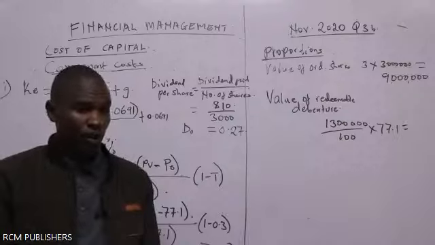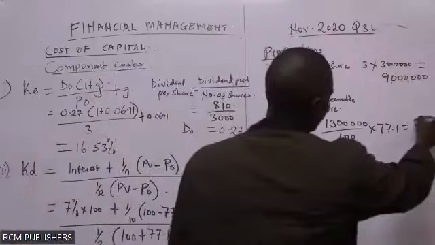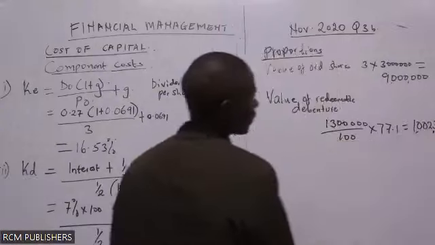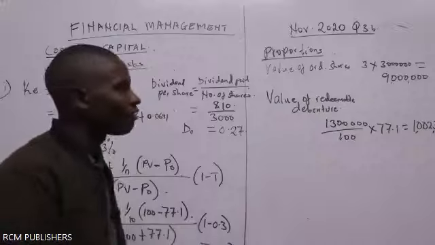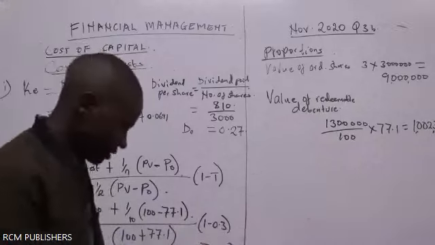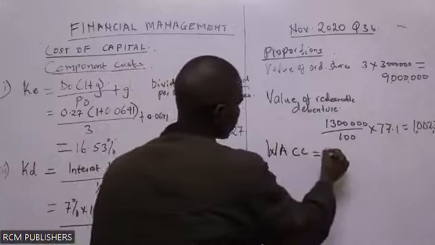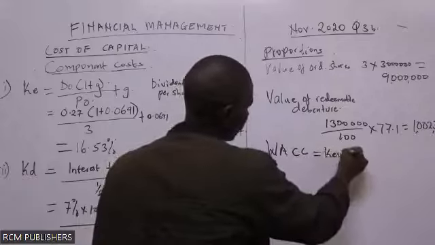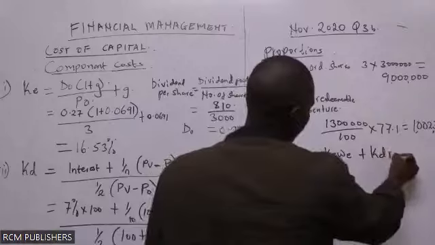100 to 100, 100 to 300. Okay, so let's work it in that order. Now, I can see I have my proportions. So from there, I said that the weighted average cost of capital is equal to KE weight over E plus KD weight of D.